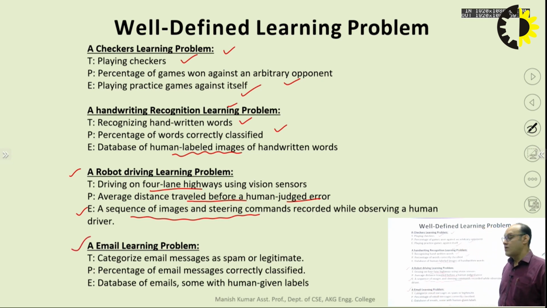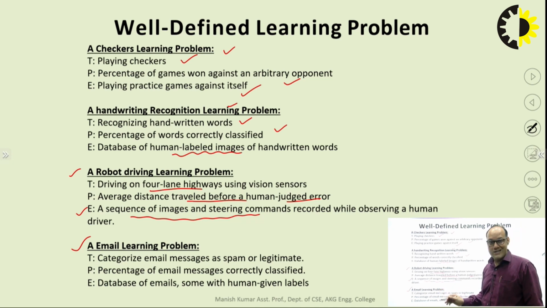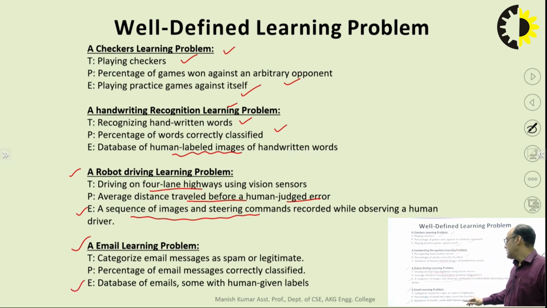The email learning problem. What is the task here? The task is to categorize email messages as spam or not spam. The performance measure is the percentage of email messages correctly classified. And E, the experience, is a database of emails, some with human-given labels.